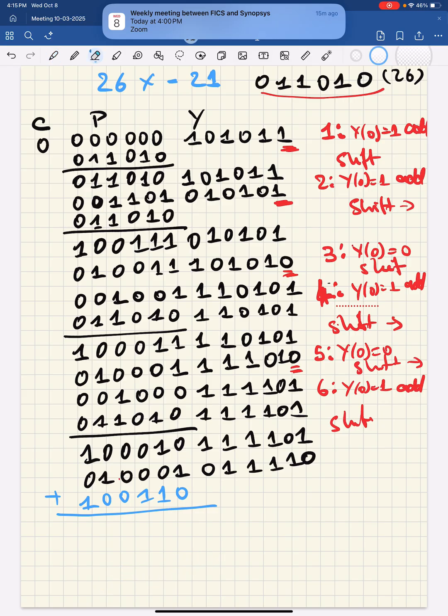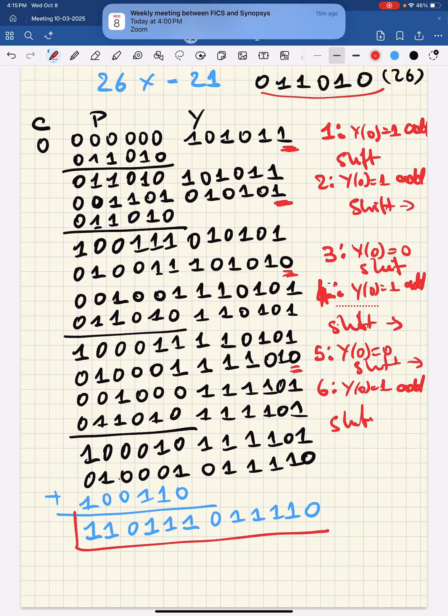So what is the result of this? This is 1, this is 1, this is 1, 0 plus 0, 0, 1, and then 1. And then we have 0 here, 1, 1, 1, 1, 0. So that number here is our final result. So what does this correspond to?